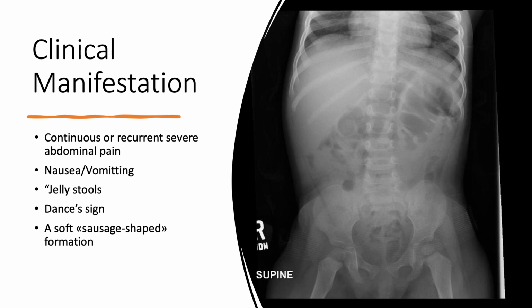The abdomen will be soft. A sausage-shaped formation may be found, and it may be tense and painful to palpation. Dance sign occurs when the right upper quadrant of the abdomen retracts on palpation.